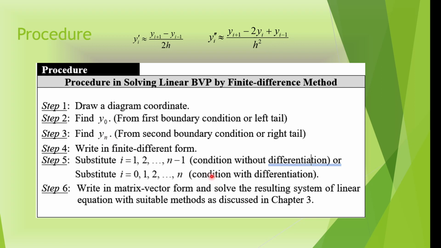If the derivative boundary condition, since y0 and yn are unknowns, you need to substitute i from 0 to n in order to solve y0, y1, y2 up to yn here. After you substitute i from 0 to n, you will get n plus 1 system of linear equations, then put into matrix form and solve using the technique that you learned in chapter 3. Or if the system is 3 by 3 or 4 by 4, you may directly plug into your scientific calculator to obtain the solution of y0, y1, y2 up to yn here.